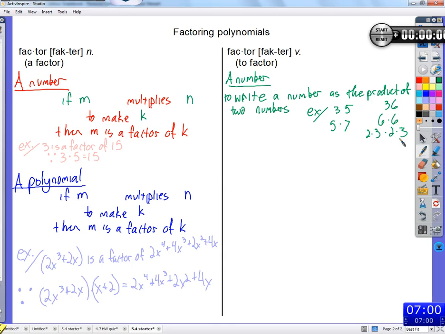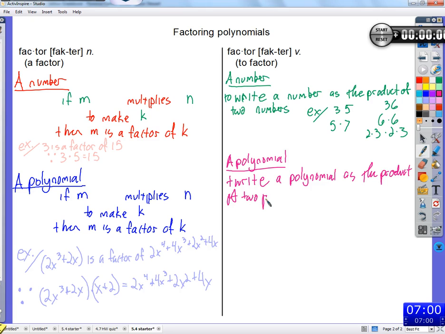Except in polynomials, we call it irreducible instead of prime, depending on who you talk to, I guess. Another color, a polynomial. Well, polynomials are very similar to numbers. In fact, polynomials represent numbers. All you need to do is plug a number in for x, and this polynomial will be a number, right? So we'll just copy this definition, and instead of number, we'll say polynomial. To write a polynomial as the product of polynomials.